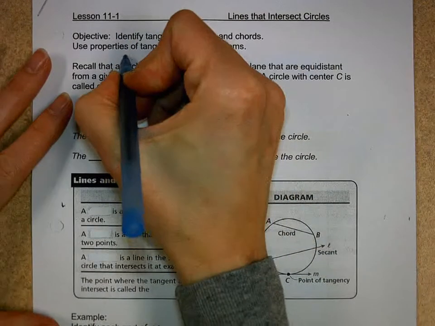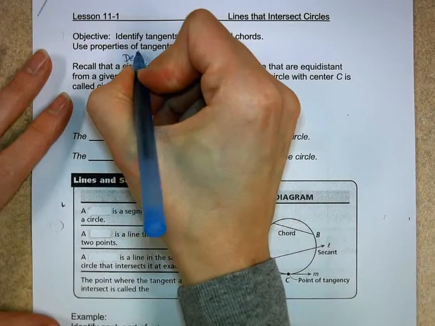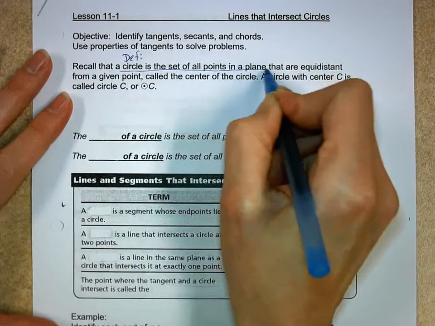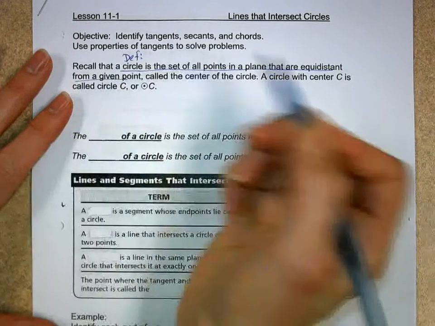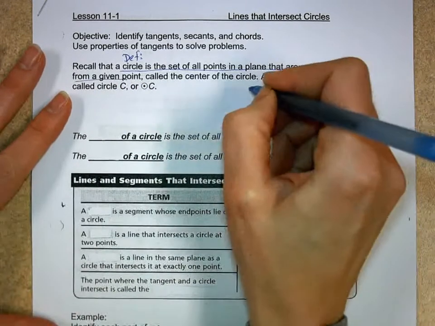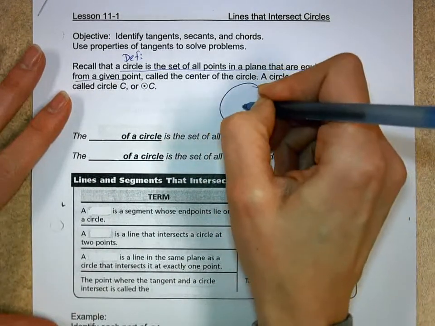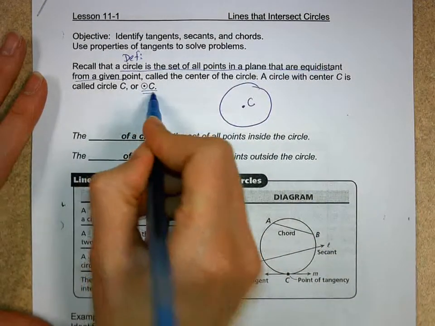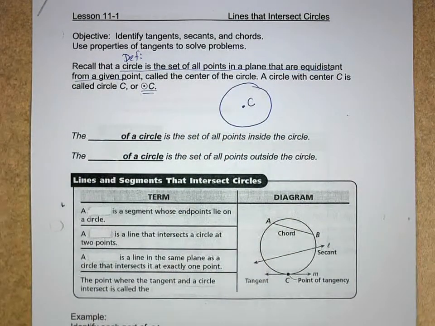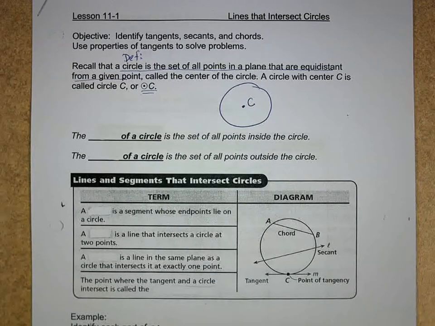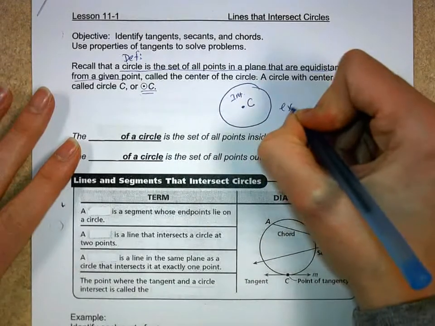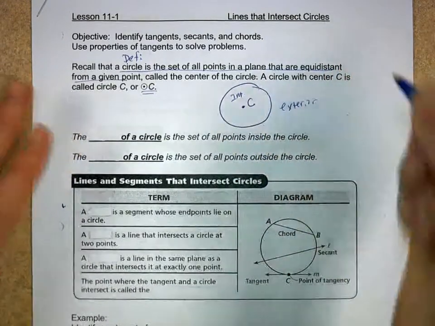But first of all, I want you to remember the definition of a circle. A circle is the set of all points in a plane that are equidistant from a given point, and that point is called the center. So when I have a circle, its center is the most important. Remember the notation: it's called circle C. And we talked about how things are going to be in the interior and the exterior of a circle, because that's really huge.